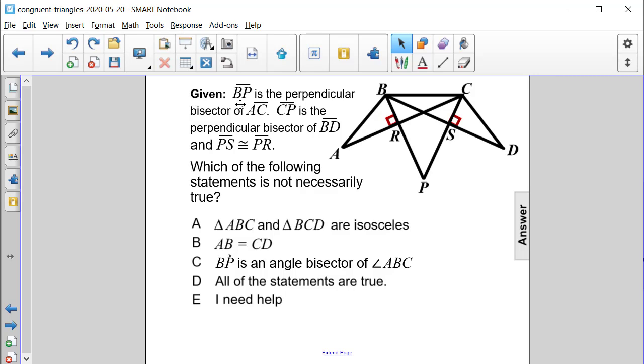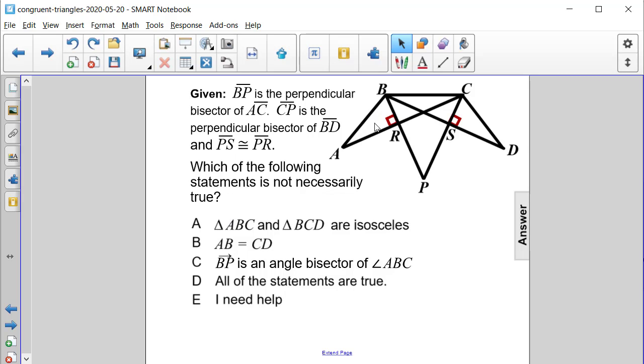Given that segment BP is the perpendicular bisector of segment AC and CP is the perpendicular bisector of segment BD, and finally that PS is congruent to PR, which of the following statements is not necessarily true?